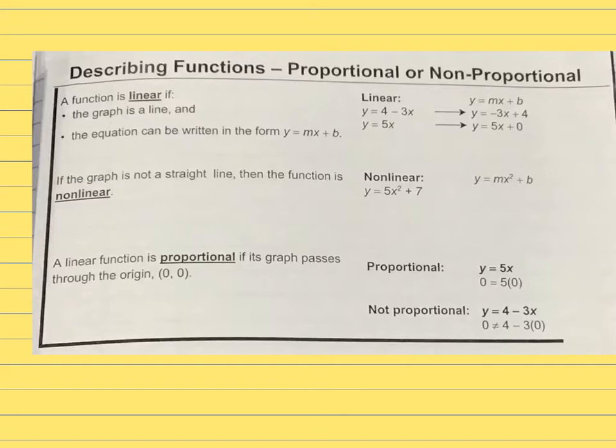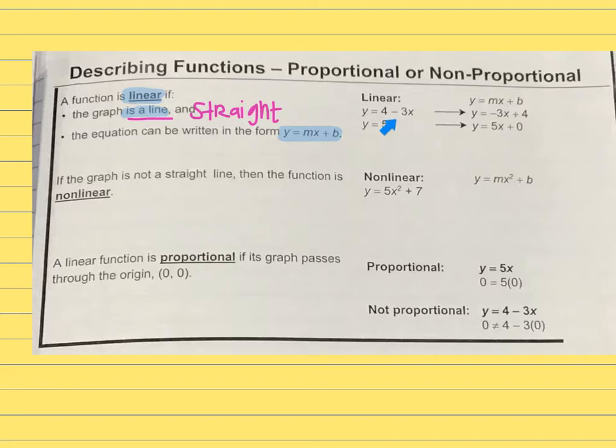First of all, a function is linear if it makes a line. If it makes a straight line, so let me add that. The graph is a line, but it needs to be straight. The equation would also be written in the format of y equals mx plus b. Note that there's not an exponent with the variable. It's just x.